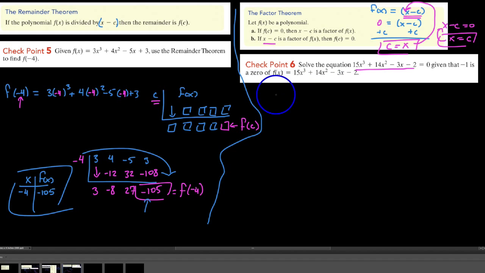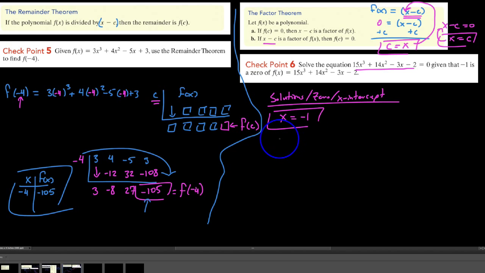So here's what we want to start with. We say solutions. Another name for a solution is a 0. Another name for that is an x-intercept. But what we've been told already is that one of the zeros of this function right here is -1. So what I know is this. If this is a 0, then x plus 1 is a factor.